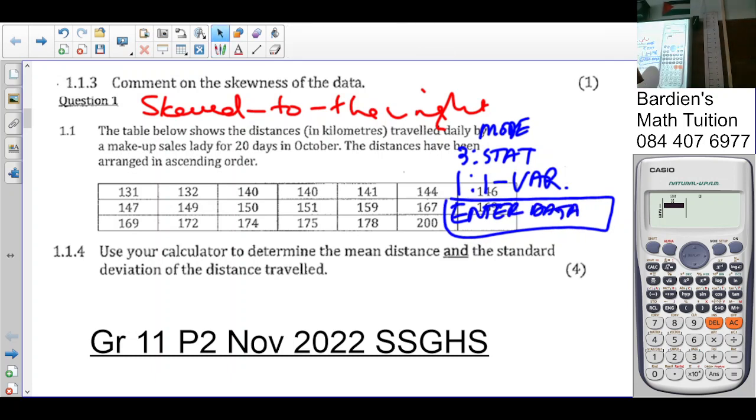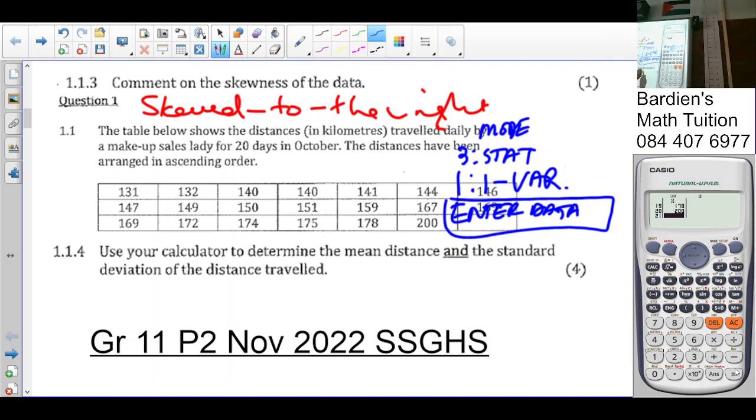Can somebody read out the data for me? 131, yes? 132. 140, yes? 141. 144. 146. 147. 149. 150. 151. 159. 167. 169. Yes? 172. 174. 175. 178. 200.